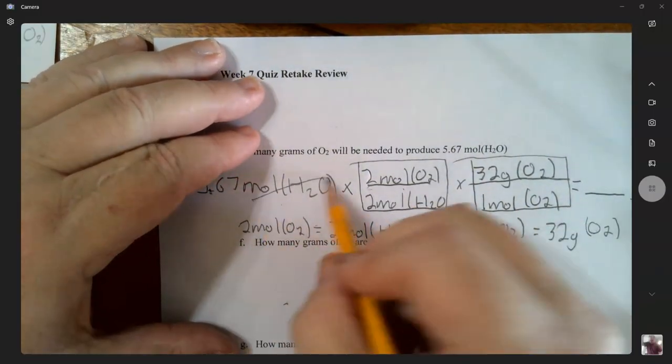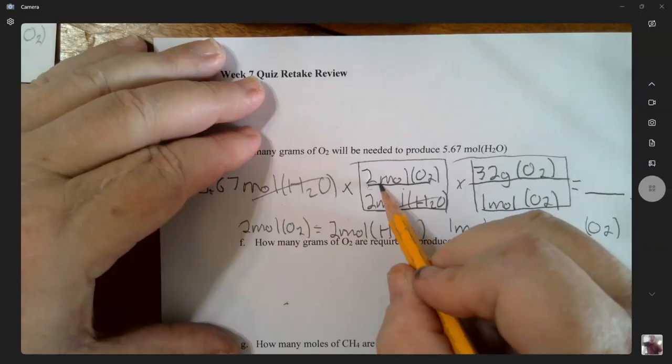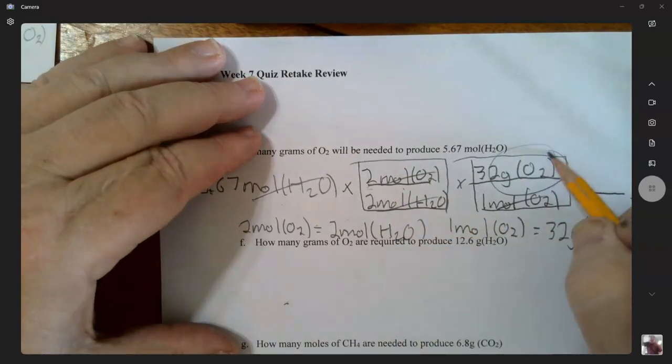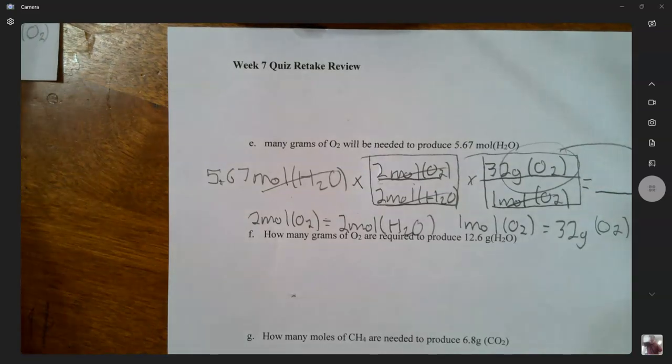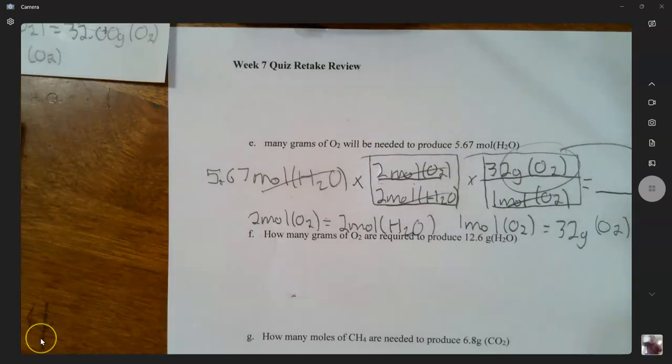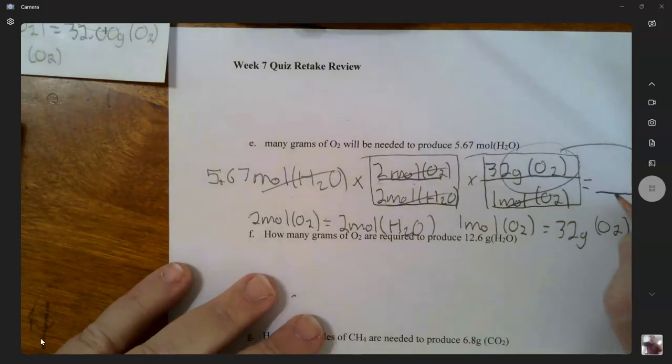So we had moles of H2O cancel and cancel. We had moles of O2 cancel and cancel. Last man standing is grams of O2. And so we multiply everything on the top, divide by everything on the bottom, and we get 181 grams of O2.